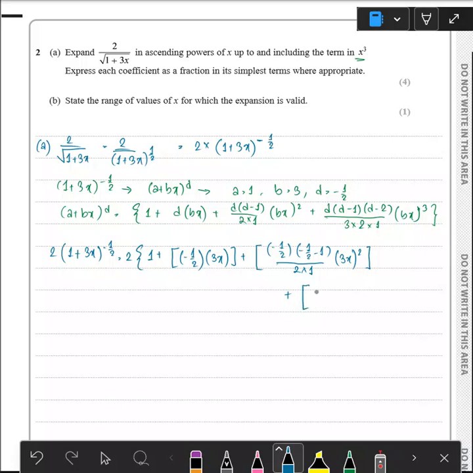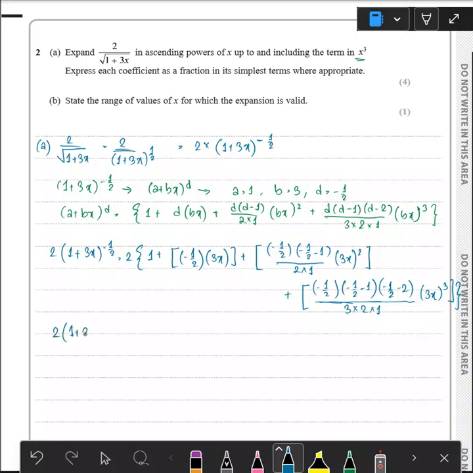Plus again this would be negative half multiplied by negative half minus 1 multiplied by negative half minus 2, divided by 3 multiplied by 2 multiplied by 1, which is 6, multiplied by 3x whole cube.